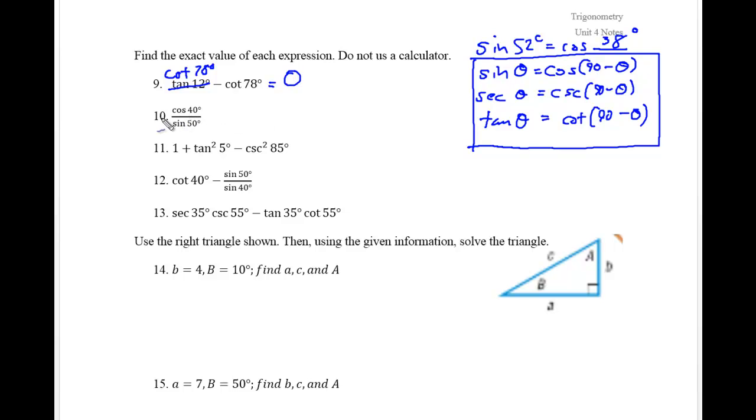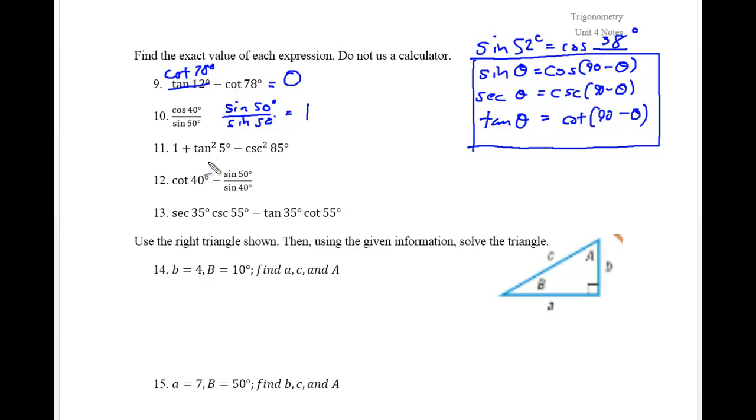Now in problem number 10, the cosine of 40 over the cosine of 50, well, we can convert either cosine or sine into the other term by using this expression here. So let's look at cosine for a moment. I can turn the cosine of 40 into the sine of 50 degrees. And so the sine of 50 degrees divided by the sine of 50 degrees is 1.